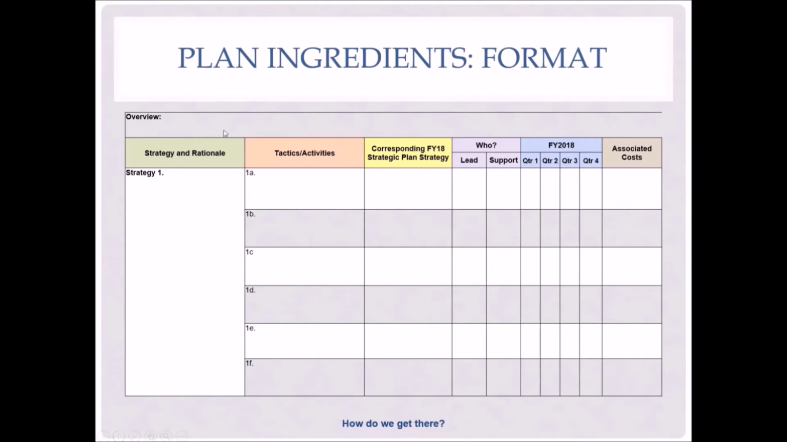So, as you can see, on one side, you'll have your strategies. For each strategy, you'll include a rationale, and we'll talk about why that's important in a second. And then several activities that, once you do them, will address that strategy. Who's going to do it? Lead, support, what quarters, or you could break it out by months. And if there are any associated costs that are going to hit your development budget, you can put them right here.